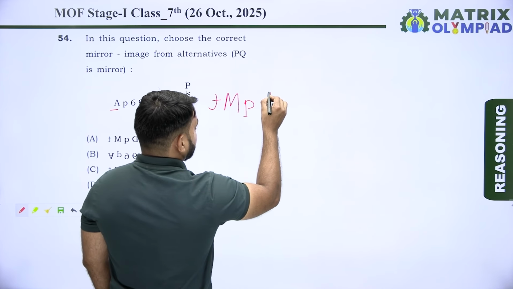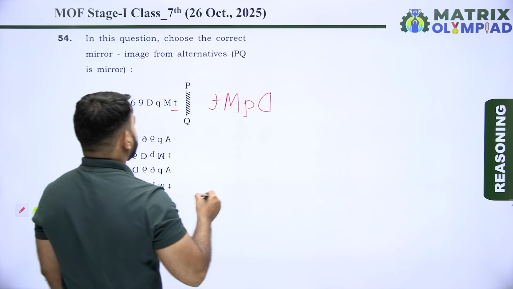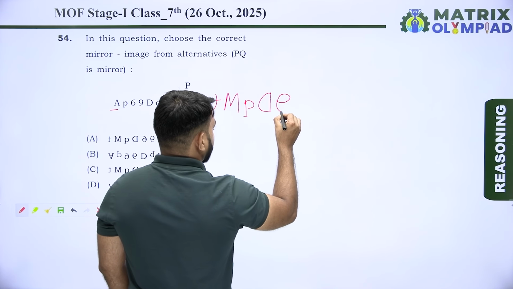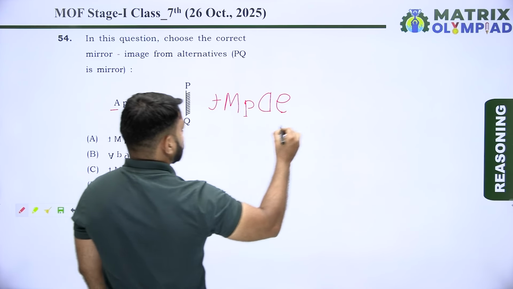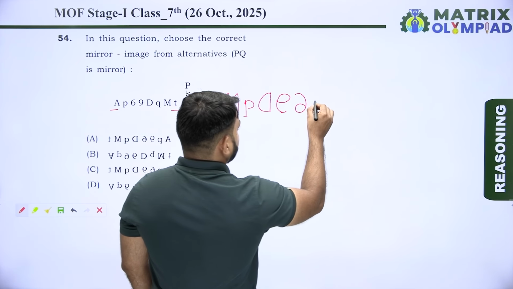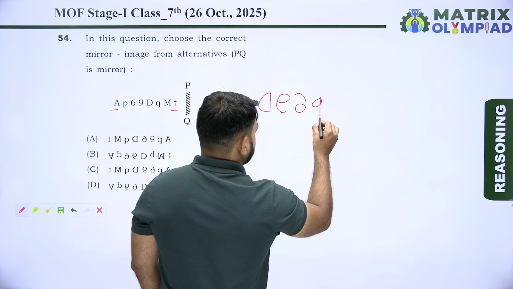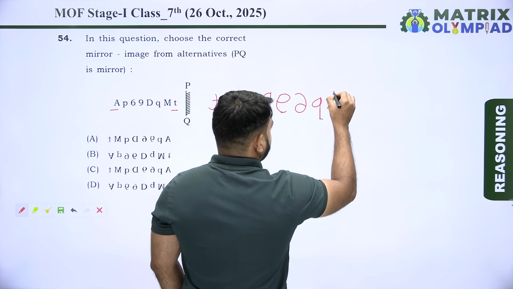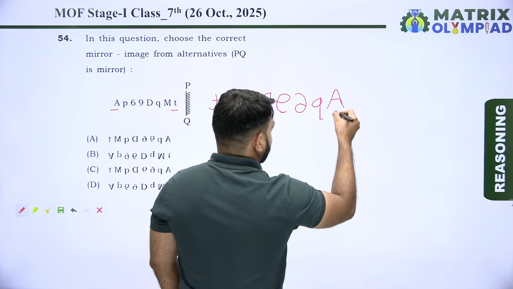So this is the mirror image of D, and then find the mirror image of 9. So this is the mirror image of 9. Now find the mirror image of 6. So this is the mirror image of 6, and then find the mirror image of P. So this is the mirror image of P, and finally find the mirror image of A. So this is the mirror image of A.